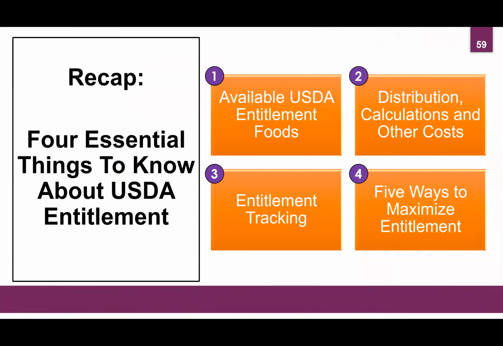So again, just recapping, these are the four essential things to know about USDA entitlement: the availability of USDA entitlement foods, your distribution calculations and other costs, and then actually tracking. So what is your entitlement tracking? And then you can look back over the five ways to make sure that you're maximizing your entitlement.